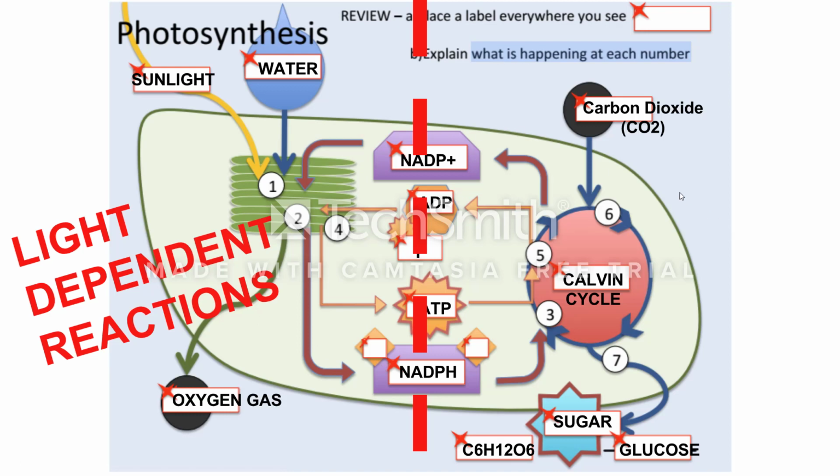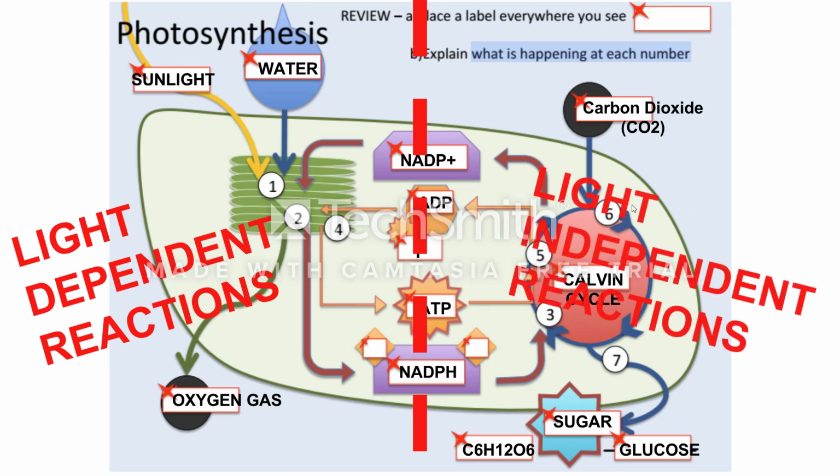Now this side, the right side of this diagram, represents a different type of reaction. There is no sunlight coming in here, and so we are not dependent on sunlight for this part of photosynthesis to happen. The Calvin cycle can actually happen at night in the dark. These reactions are called light independent reactions. So we are not dependent. We do not need sunlight here.